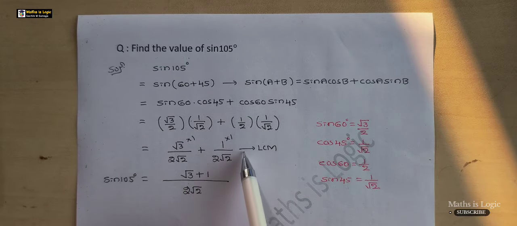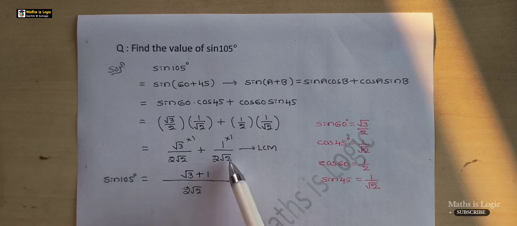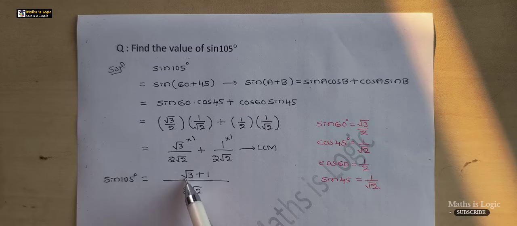After multiplication, take the LCM. Both the denominators are same, so LCM becomes 2 root 2. So multiply here by 1 and here also by 1, because 2 into root 2 into 1 is 2 root 2. After multiplication, multiply these two now. Root 3 into 1 is root 3 plus 1 into 1 is 1. So this is the value of sin 105 degree.